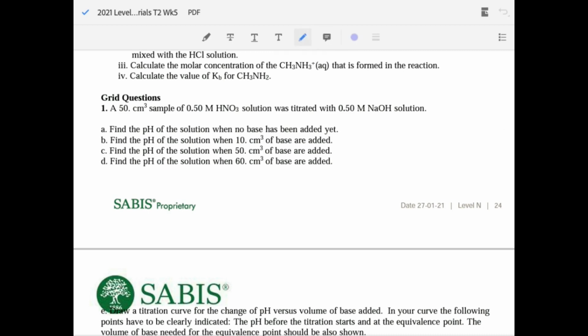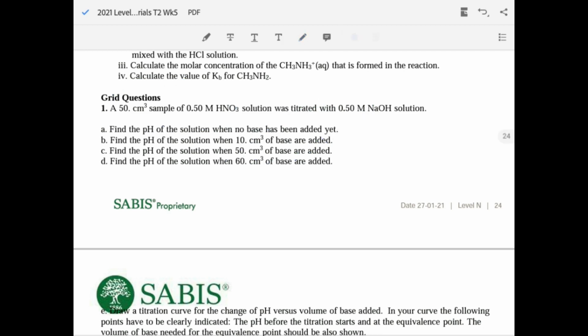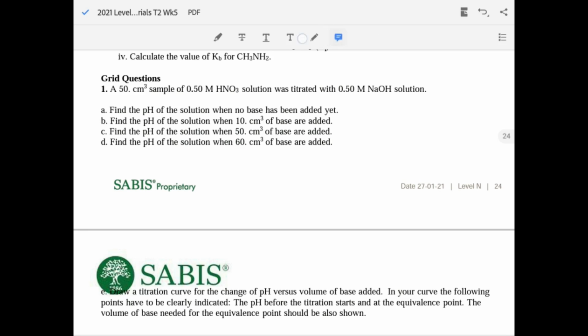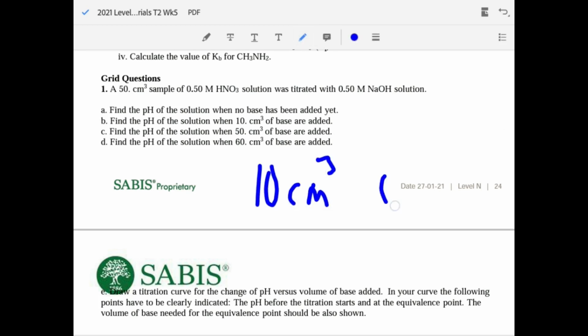See? 50 centimeter cubed. Look at this. They're the same. So you can just directly tell that it's 7. Now 60 centimeter cubed. So you have 50 plus the 10. So 50 cancelled out the acidic. Now this 10 is contributing to the base. So it's like saying now you have 10 centimeter cubed of 0.5 NaOH.